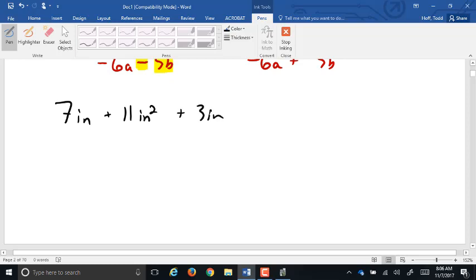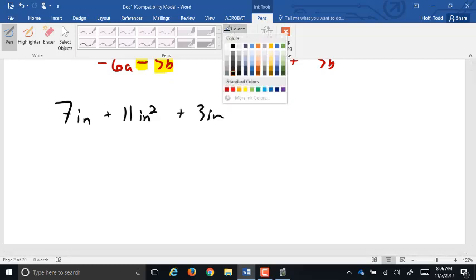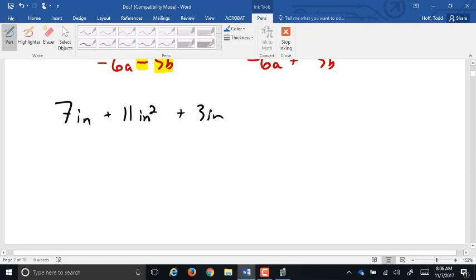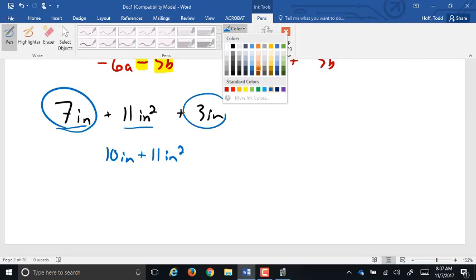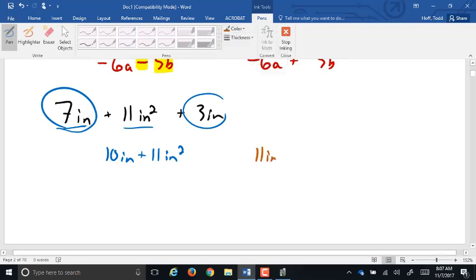Can I combine that and make 21 inches to the third or 21 inches to the fourth or whatever? I gotta be careful. Can I combine 7 inches and 11 inches squared? They have different names. I cannot add them. But I can combine the 7 inches with the 3 inches, gives me 10 inches, and then I have plus the 11 inches squared. Normally, we would do the 11 inches squared first.